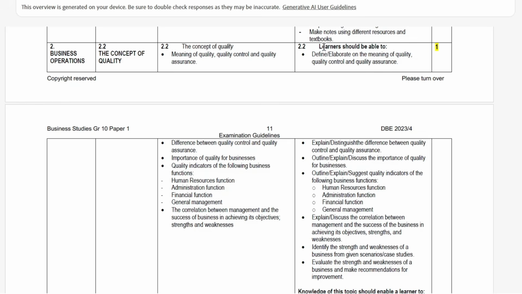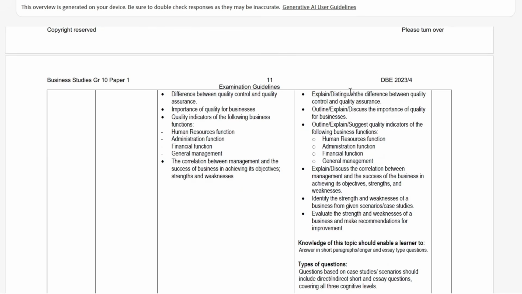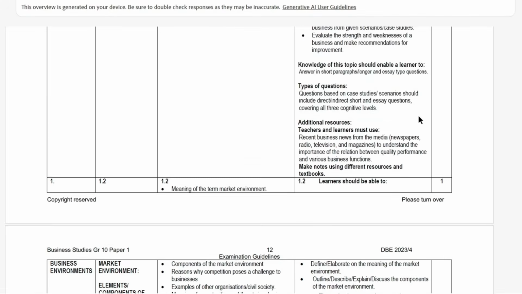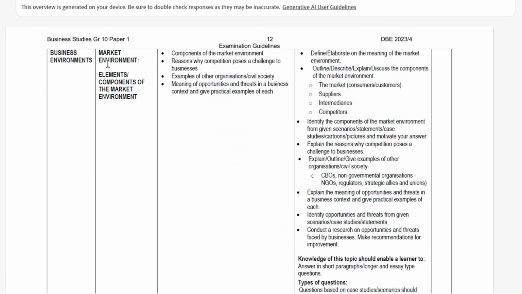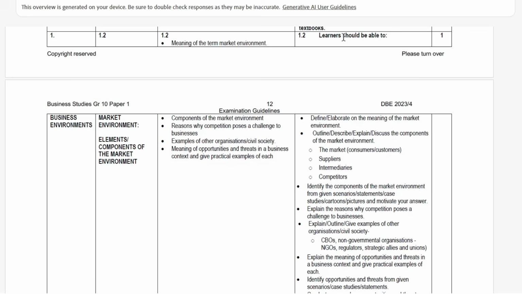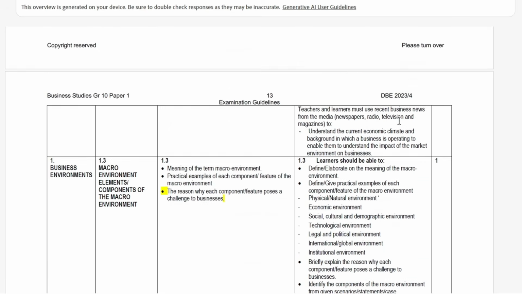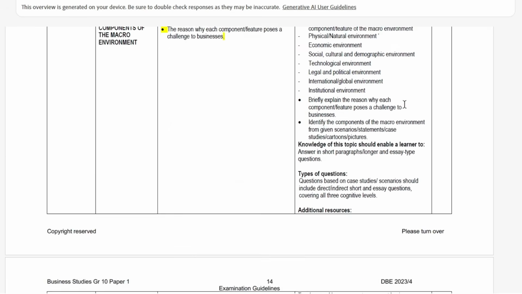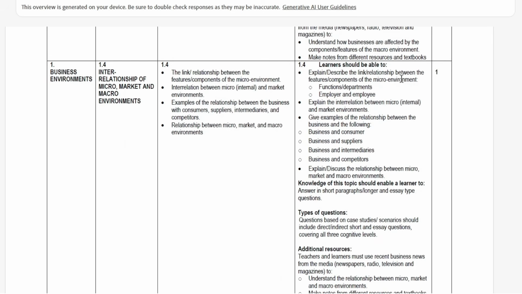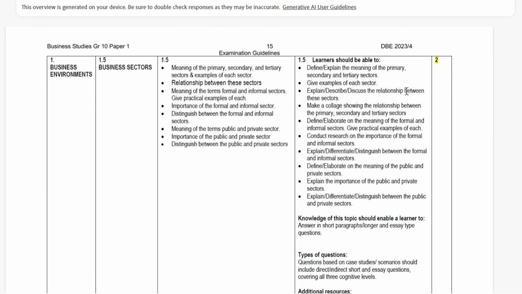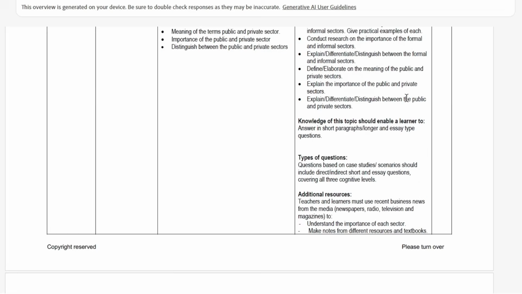Business operations, the concept of quality. Learners should be able to elaborate on the meaning of quality, quality control, quality assurance. Wasn't that in the essay? Exactly. Explain or distinguish the difference between quality control and quality assurance, and so on and so on. Market environment. Learners should be able to. Questions. Macro. Learners should be able to. Interrelationship. Learners should be able to. Business sectors. Learners should be able to.